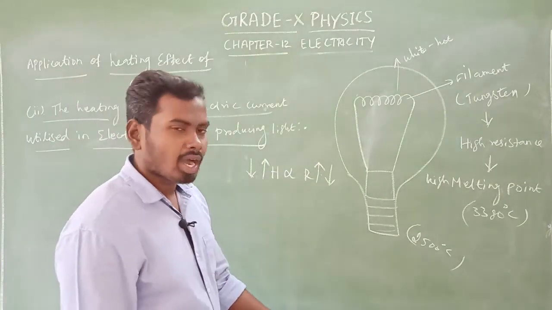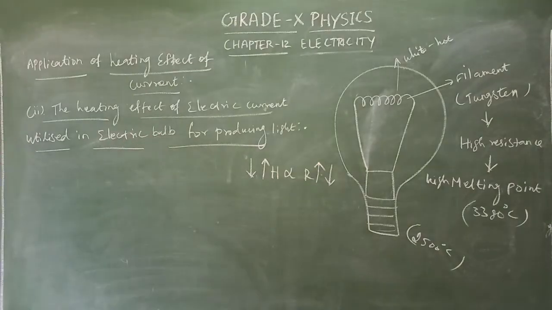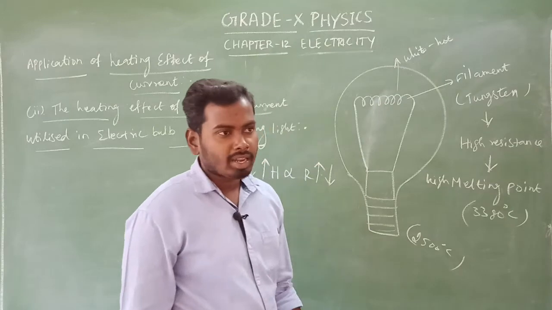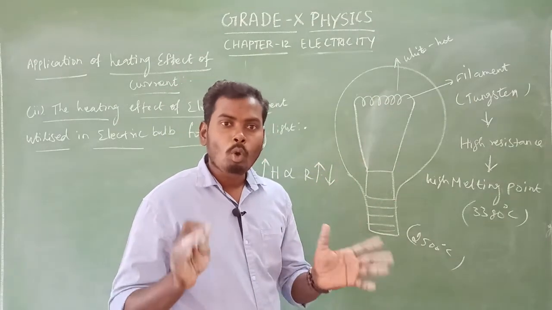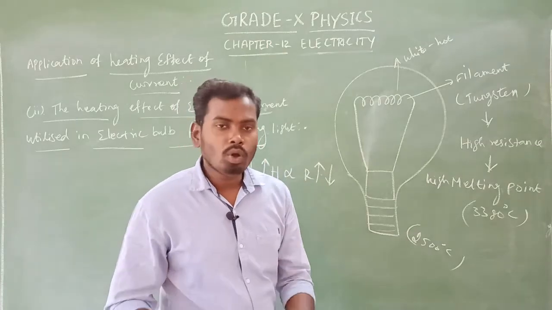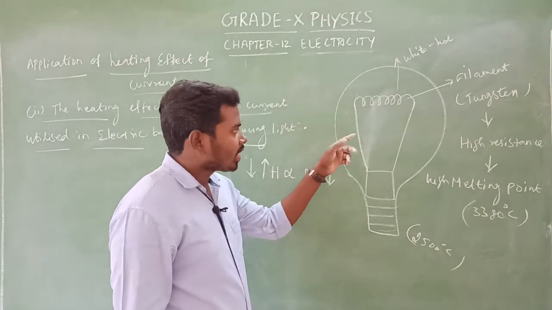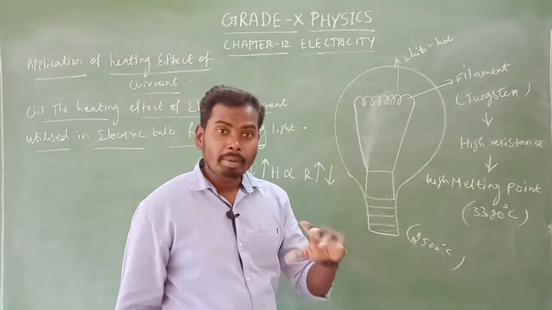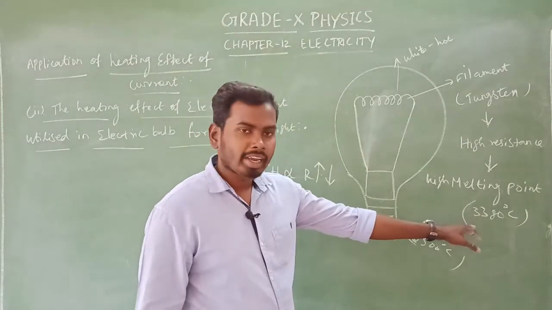What is the concept here? The second one: the heating effect of electric current utilized in the electric bulb for producing light. This is a bulb structure. Inside the bulb there is a filament made of tungsten. Tungsten has a high resistance value, and we already know that if the resistance increases, heat will increase. As well, tungsten has a high melting point. It never melts easily; the melting point is 3380 degrees Celsius.